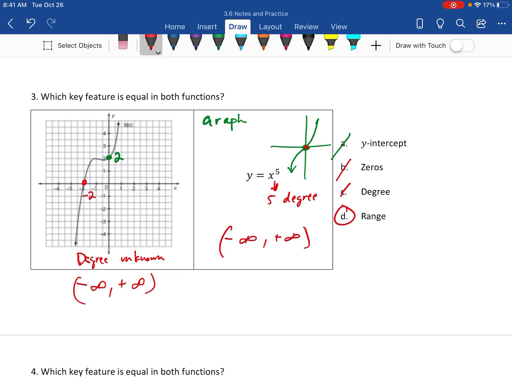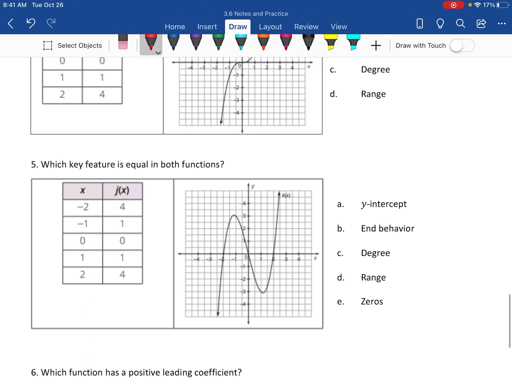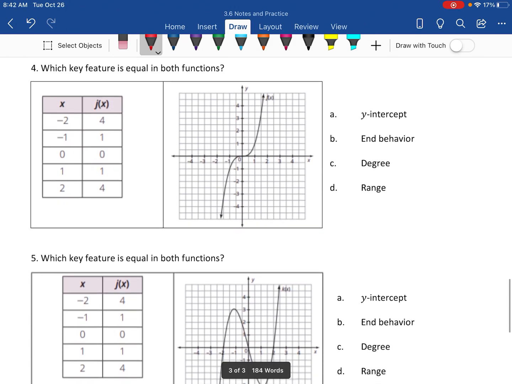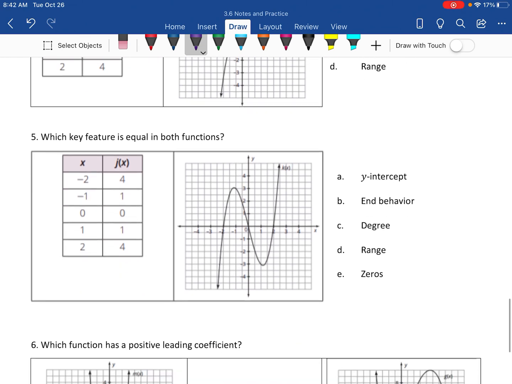Okay, so I want you to go ahead and try number 4 and 5. I'm going to give you the answer to these, but I want you to pause this video and try 4 and 5 on your own. The answer to number 4 would be the y-intercept, because the y-intercept for the graph is at 0, and here, where x is 0, that is your y-intercept, so those are the same. And it is actually the same thing for number 5. The y-intercept is the same, it's at 0, and here.